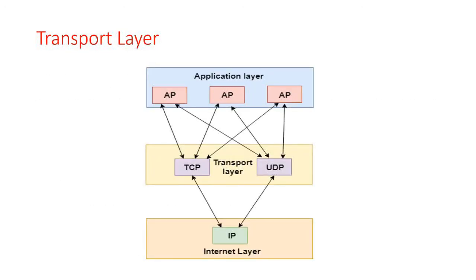See here, this is a simple architecture diagram of the transport layer. In the transport layer, we have the TCP protocol and the UDP protocol. First we have the application layer, then the transport layer and the internet layer. These are the application layer protocols. TCP and UDP are the transport layer protocols, and then the internet layer protocol.